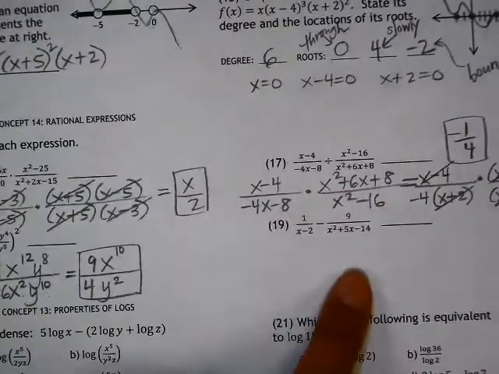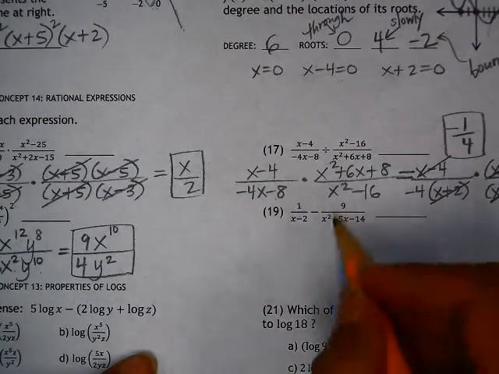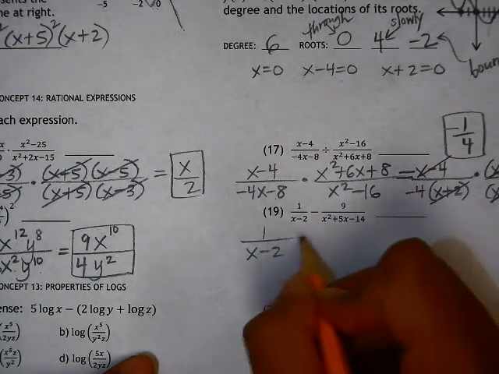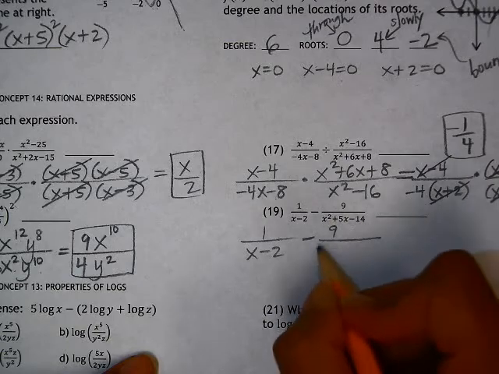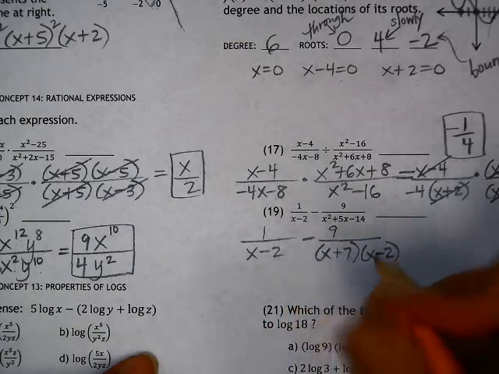All right, number 19, we're subtracting fractions. So when we add or subtract fractions, we need to find a common denominator. First step to do that is to factor the denominators. This is not factorable, but this denominator factors to x plus 7 times x minus 2.